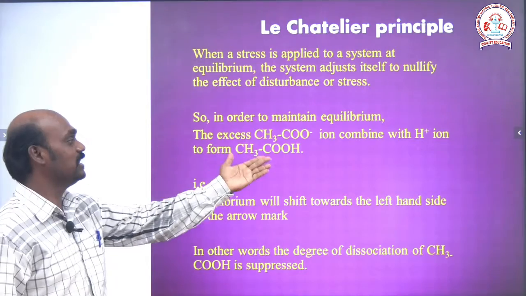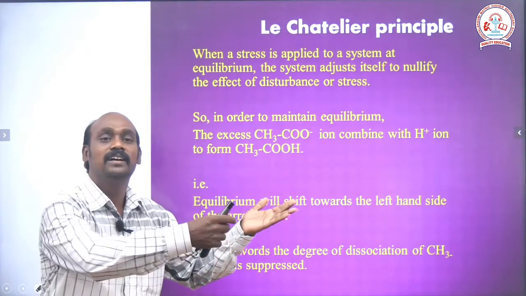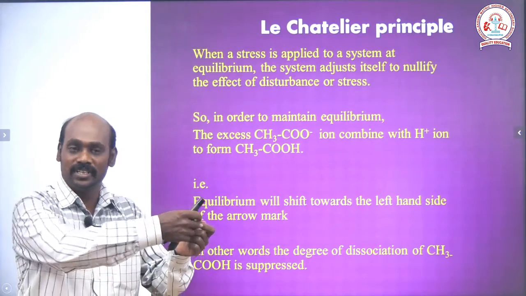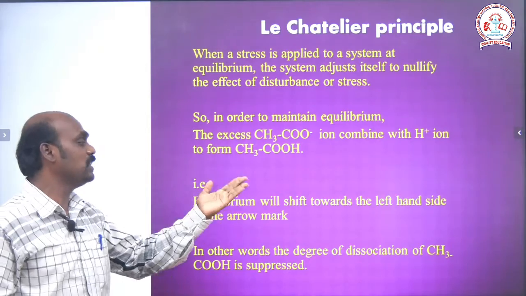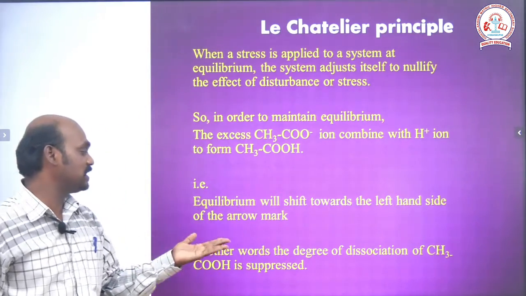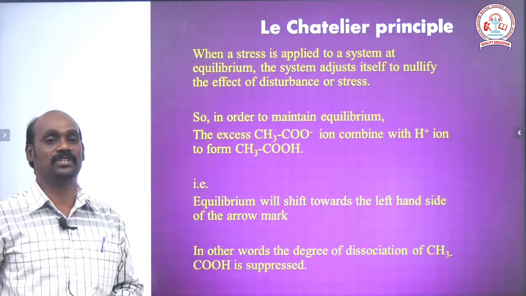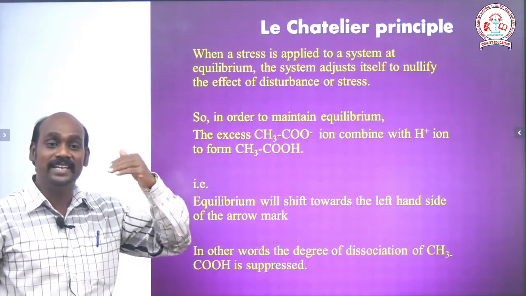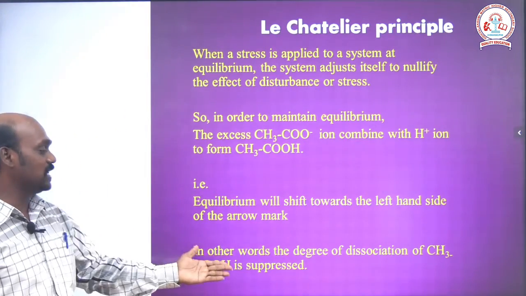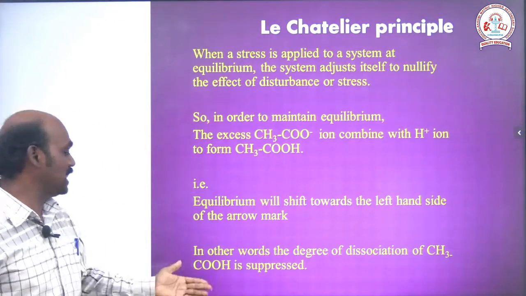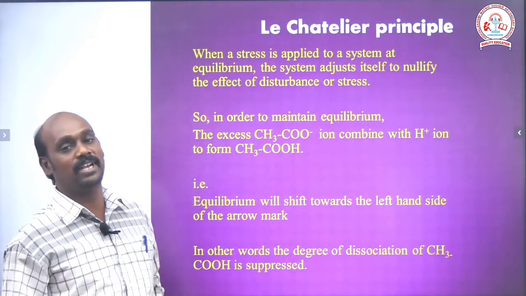Here the concentration of acetate ion is increasing, so the reaction takes place in the reverse direction. See, the equilibrium will shift towards the left-hand side of the arrow mark, that is, the reactant is formed. So, the formation of product is decreased, that is, the degree of dissociation is decreased. In other words, the degree of dissociation of acetic acid is suppressed. This is known as the common ion effect.